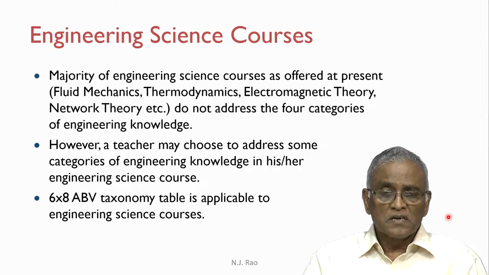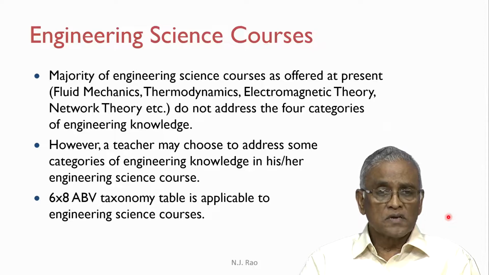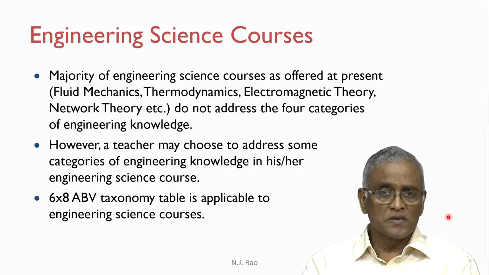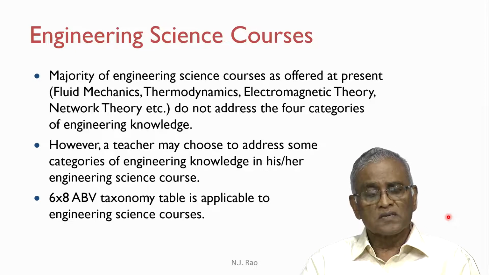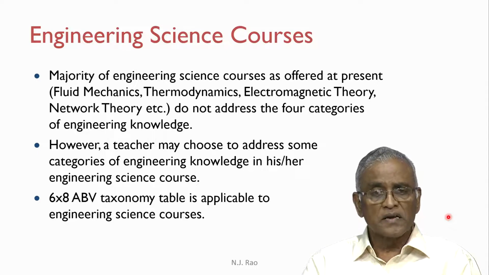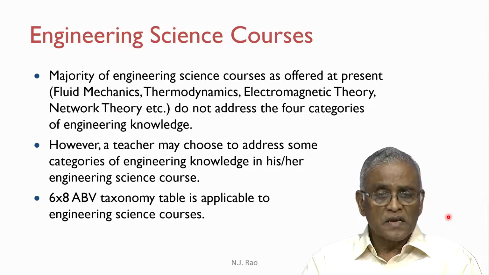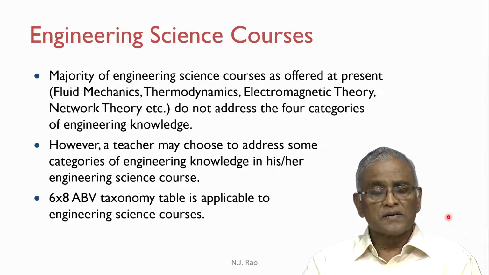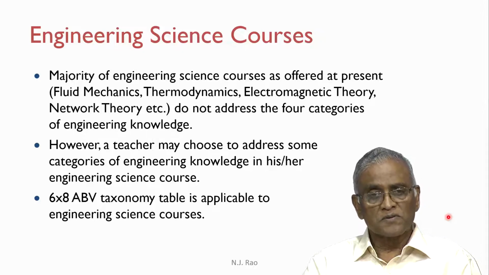Now, where do the engineering science courses come in? Because engineering courses are different from engineering science courses. What are engineering science courses? Examples are fluid mechanics, thermodynamics, electromagnetic theory, network theory, aerodynamics. There are several such courses. Each branch has at least 4 or 5 engineering science courses. As they are offered right now, they do not directly address the 4 categories of engineering knowledge. Then the issue comes: should I classify them under the earlier AB taxonomy table or the ABV taxonomy table? Which one should I deal with?